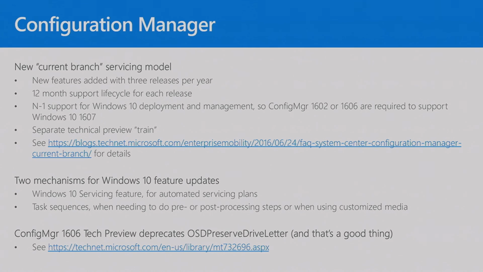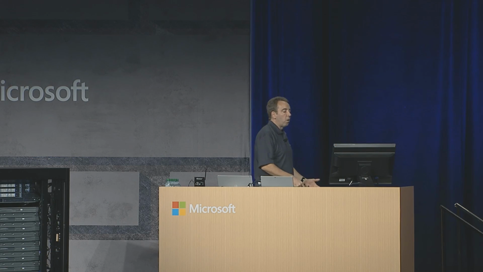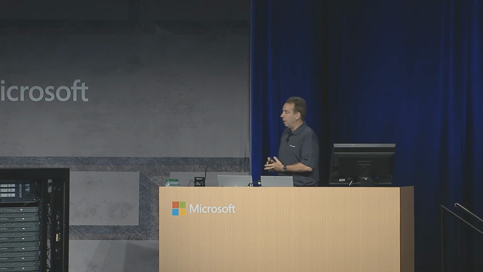They do have 2 models, which I mentioned as we've gone through, for deploying feature updates for Windows 10. A task sequence model, where you can use Windows 10 media and then have pre- and post-processing steps. Or you can do the Windows 10 servicing plans, which leverages the ESD files from WSUS to push out the upgrades, the feature updates, more like a patch. It feels like a patch process rather than a task sequence process.